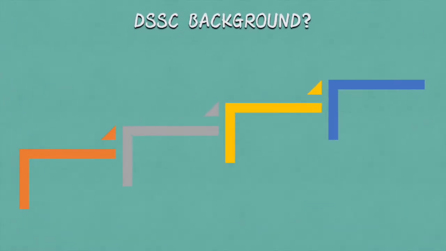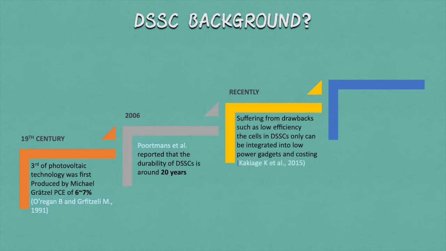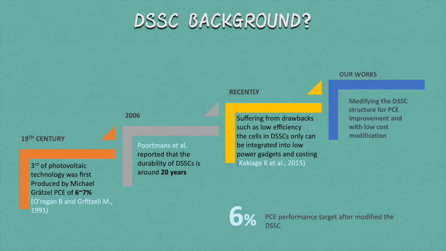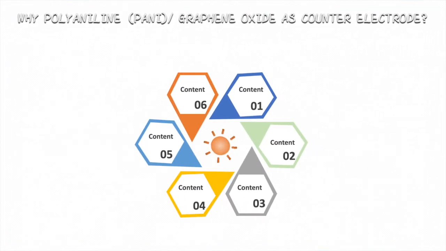In the 19th century, the DSSC was founded by Michael Grätzel, and in 2016, it was shown that the durability of the DSSC can be up to 20 years. Recently, there are some drawbacks due to low efficiency, and it can only be applied to low power gadgets. Thus, our product focuses on modifying the DSSC with low cost and high efficiency, using PANI and graphene oxide as the counter electrode.